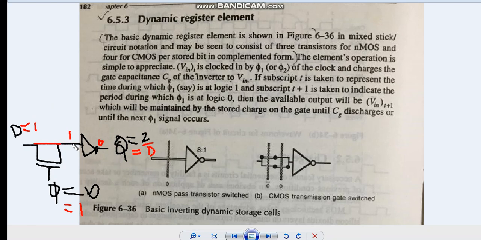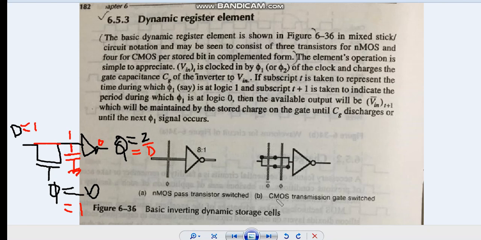Of course, we have a capacitance here, which we have already seen in the previous topics, the capacitance of the transistor and the inverter here. So that value will be stored across the capacitance here. So this is how it functions here.